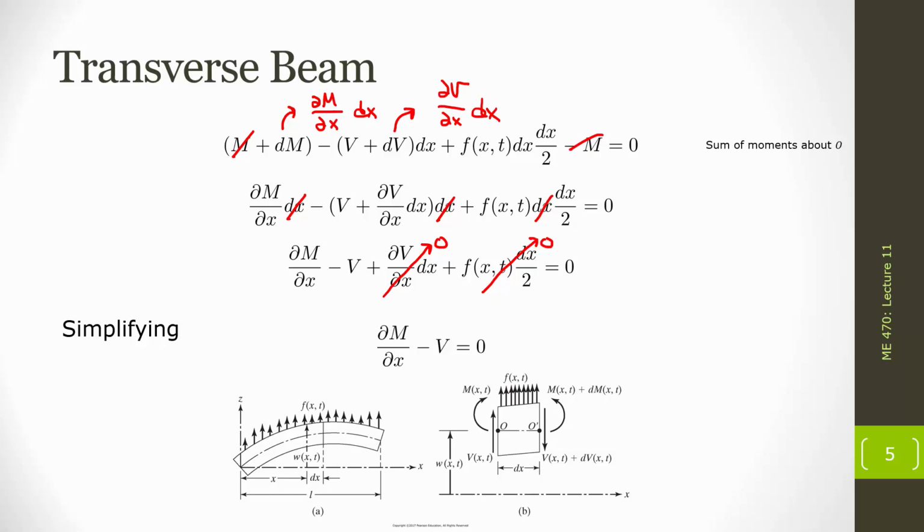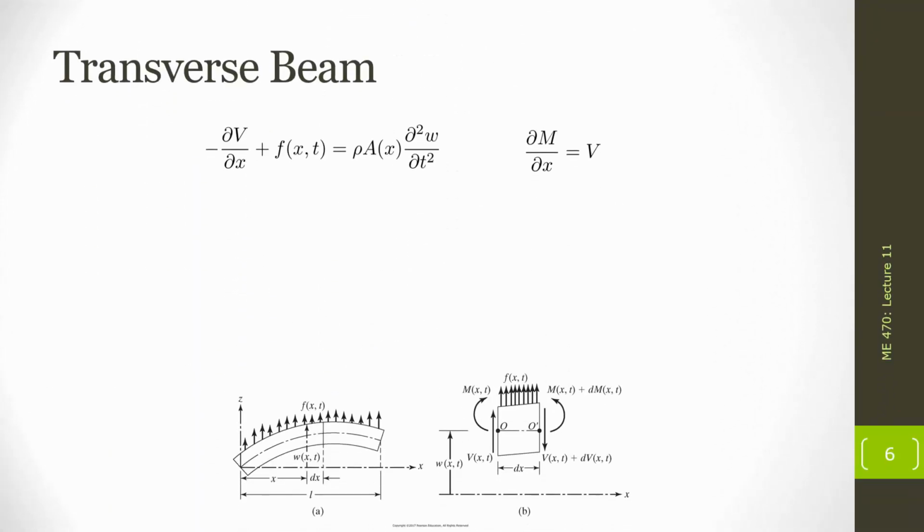Now I have a simplified version of my moment equation, I have a simplified version of my sum of forces, and now I can bring them all together. So on the left, I have my sum of forces equation simplified, and on the right, pulling that v to the right-hand side, I now know that del m del x is equal to v. And actually, I already knew del m del x was equal to v. We know this all the way back to strength of materials.